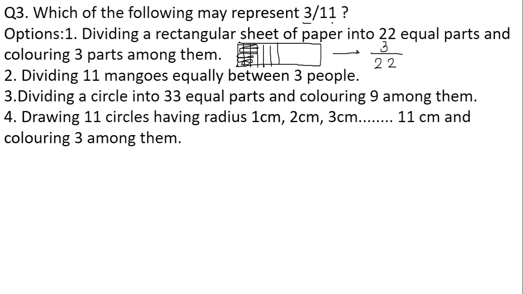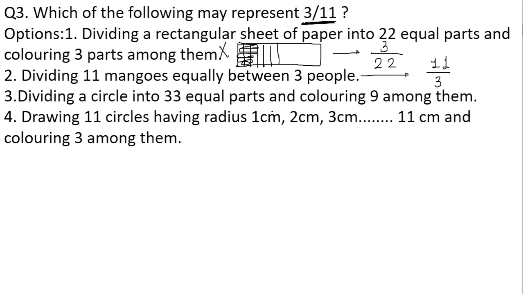But they have asked for 3 upon 11 as the result, and this is not the result. This is 3 upon 22, so this is a wrong answer. Dividing 11 mangoes among 3 people. Here we have 11 mangoes for 3 people, 11 upon 3. Many students are going to make a mistake over here. They'll write 3 upon 11. No. Always keep in mind, whatever things we are going to distribute among the people come in the numerator, and the number of people we are dividing among comes in the denominator.